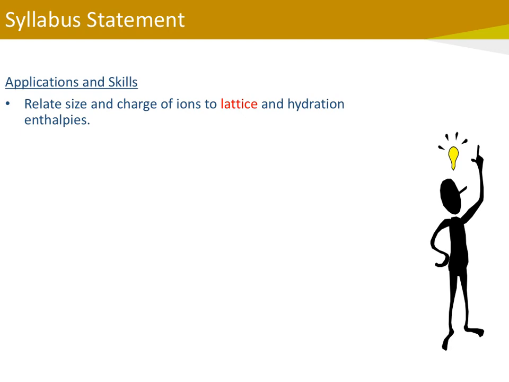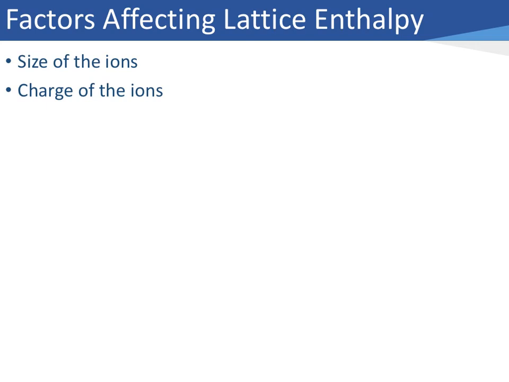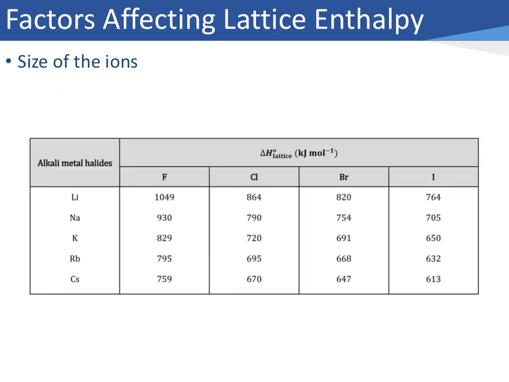Applications and skills: relate the size and charge of ions to lattice and hydration enthalpies. Our focus today is on lattice enthalpies. So, two factors: the size of the ion and the charge on the ion. I want you to look at this table. This is the alkali metal halides, fluorine, chlorine, bromine, and iodine. There are 20 different compounds here.